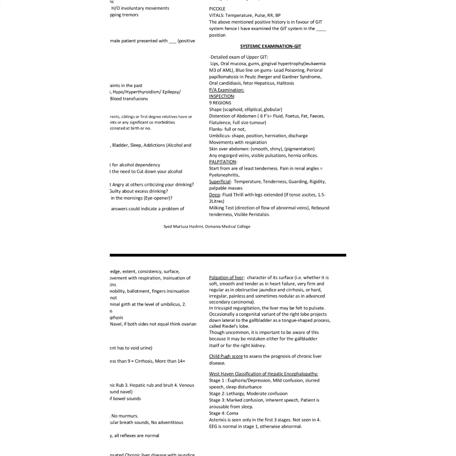Then skin over the abdomen, whether it is smooth, shiny, because in the case of massive ascites, there will be stretching of the skin. So recent stretching of the skin will point towards massive ascites. Smooth, shiny, any pigmentation, any engorged veins, visible pulsations, any hernial orifices. So visible pulsations in the GI, pyloric stenosis, and visible intestinal peristalsis will point towards small bowel obstruction. So you need to ask for all this.